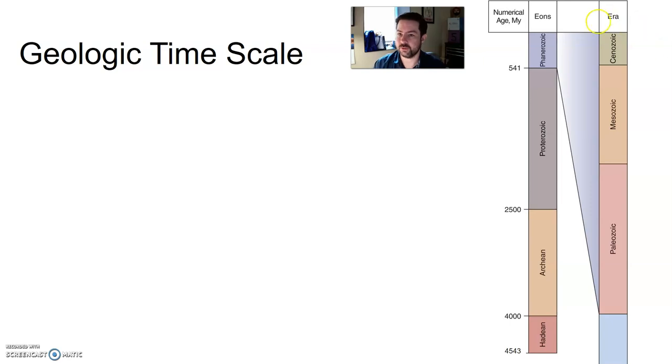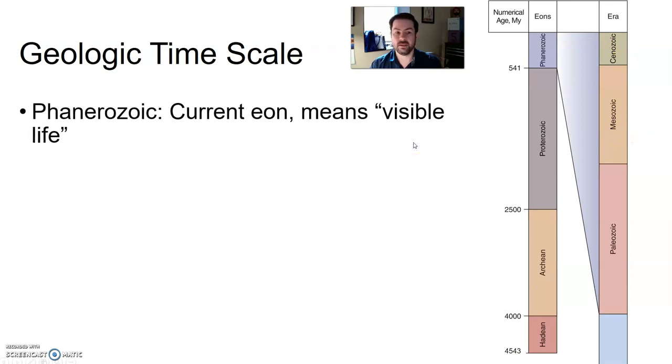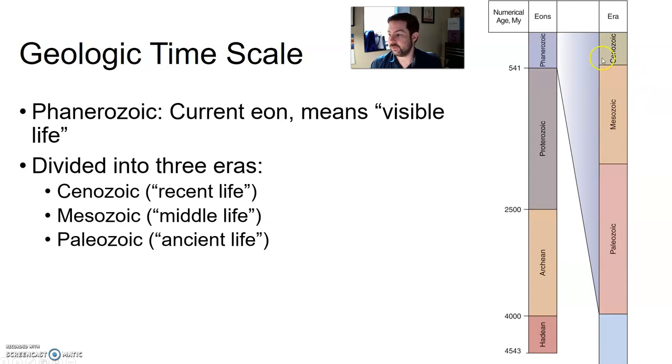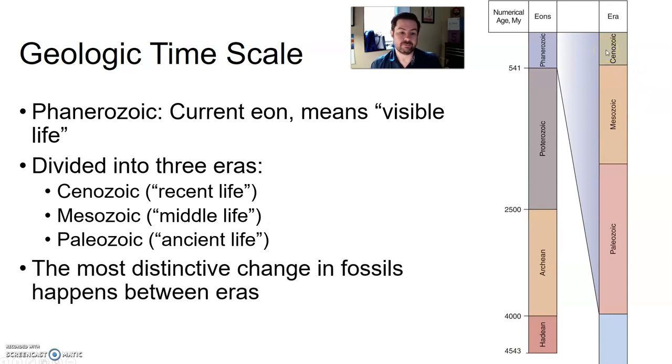So the Phanerozoic eon can be broken down into even smaller chunks: the Paleozoic, Mesozoic, and Cenozoic. The Phanerozoic, which is the current eon, meaning visible life, is divided into 3 areas: Paleozoic, which is Latin for ancient life; Mesozoic, which is Latin for middle life; and Cenozoic, which is Latin for recent life. The most distinctive changes in fossils happen between eras.